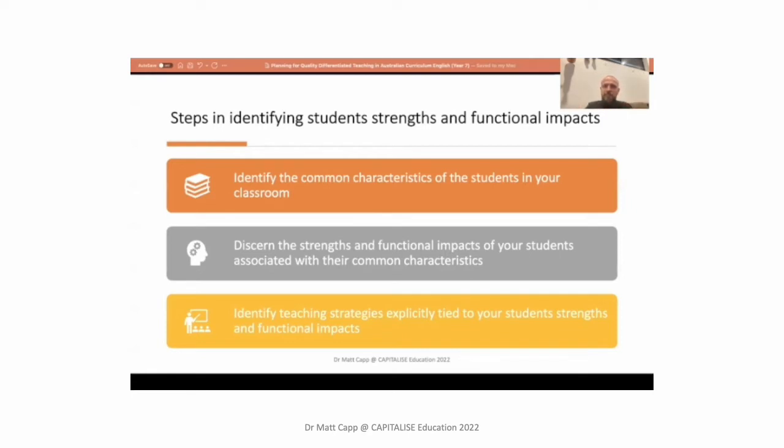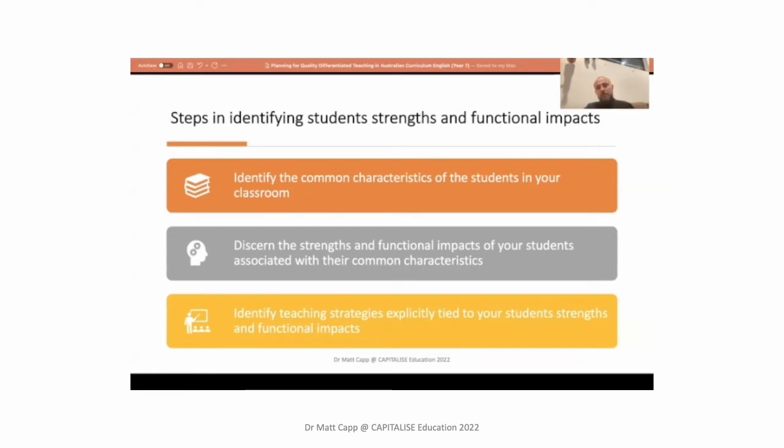Once we think about those common characteristics, we need to discern what are the strengths associated with those common characteristics that we see in our learners, and what are the functional impacts. Another word for functional impact might be barrier. We use the term functional impact because that's what we see in the nationally consistent collection of data for students with disability. Once we've identified those, we then start to problem solve around pedagogical strategies that we can use to support our learners to overcome those barriers to the learning process and harness those strengths.